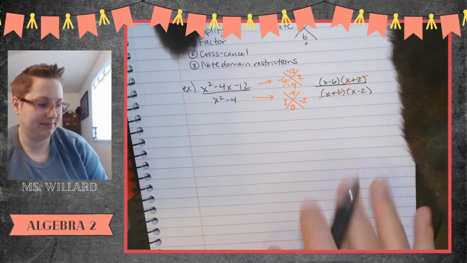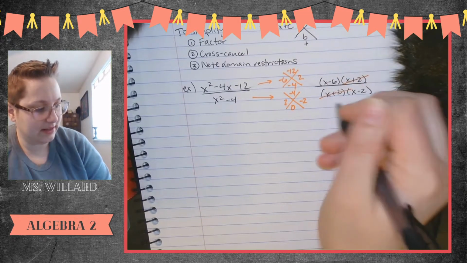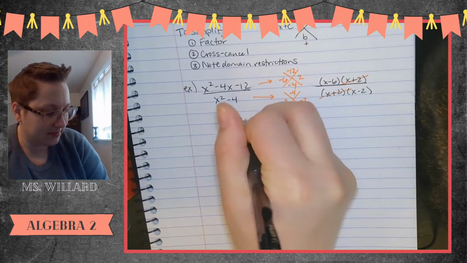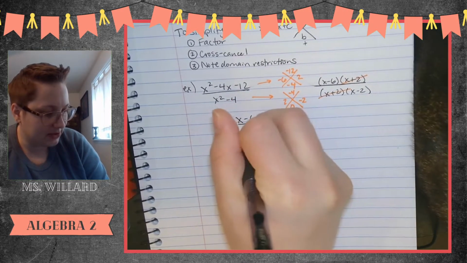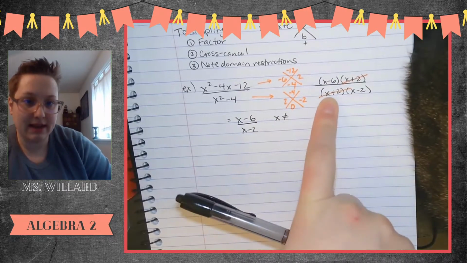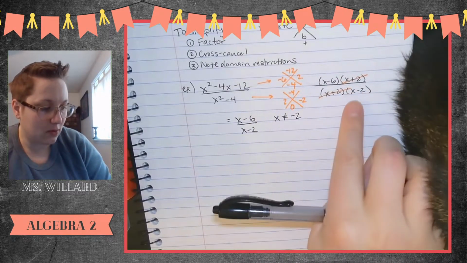Sorry for my cat. Okay, so then this is going to be x minus 6 over x minus 2, and x can't be negative 2 or positive 2.